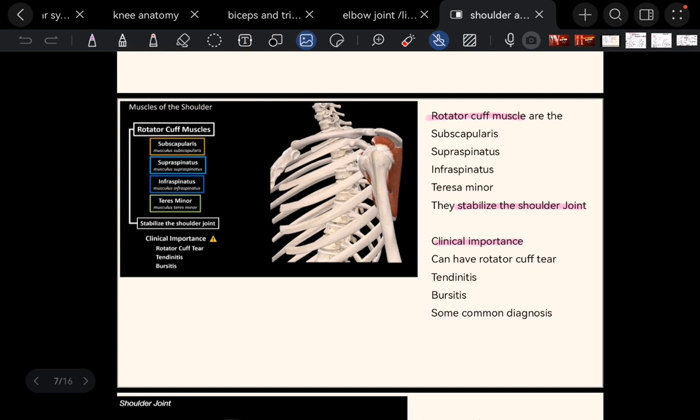Now, the rotator cuff is made up of the subscapularis, the teres minor, the supraspinatus, and the infraspinatus. All of these muscles support each other to stabilize the shoulder. The clinical importance is that some people can have rotator cuff tears, tendonitis, which means inflammation of the tendon, or bursitis, which means inflammation of the bursae.